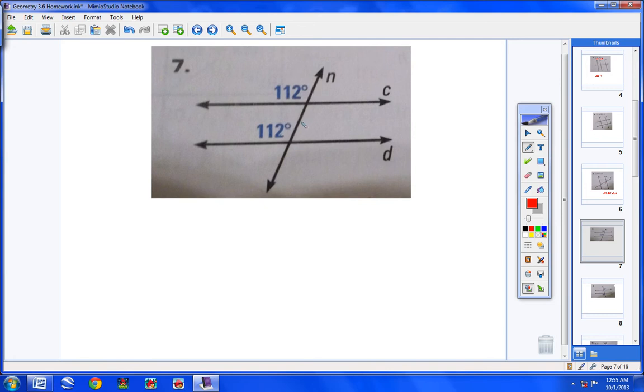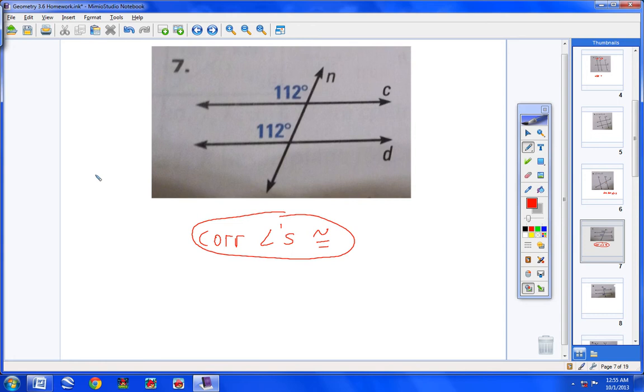Number 7. Well, first of all, you need to understand that this angle here and this angle here, they're both on the left side of the transversal, and they're both above the two parallel lines. We call those angles corresponding angles. And one of the 6 ways to prove that two lines are parallel is corresponding angles are congruent. So that's all you got to write. You're done. Corresponding angles are congruent, thus C and D are parallel.